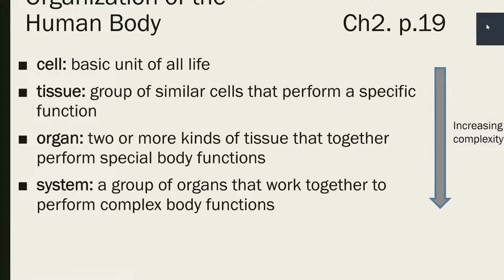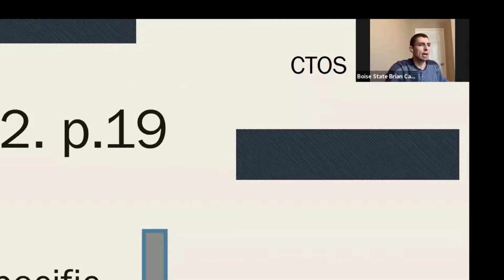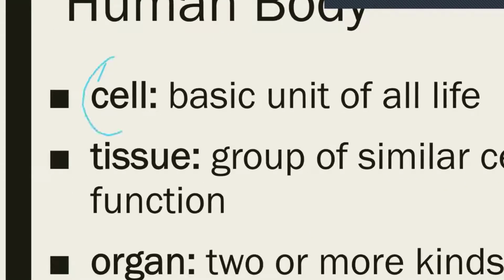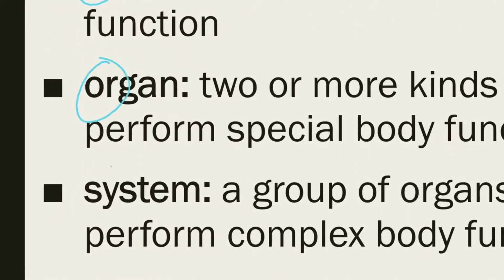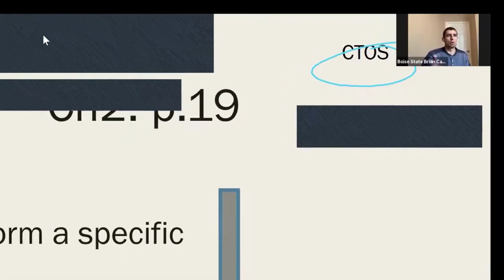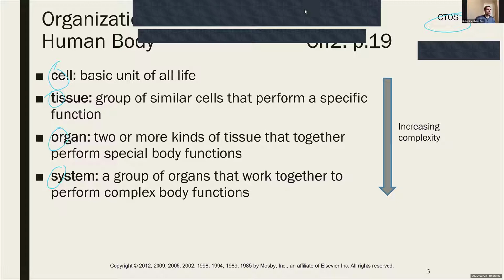Up in the top right-hand corner, I don't know if you can see my mouse, it says CTOS. It's going to be on several of the next slides as a reminder that when we think about how we're putting all of these terms together and how the body is composed, think about basic level cells, tissues, organs, and then systems. That CTOS acronym hopefully will help you remember cell, tissue, organ, system just by looking at those words.